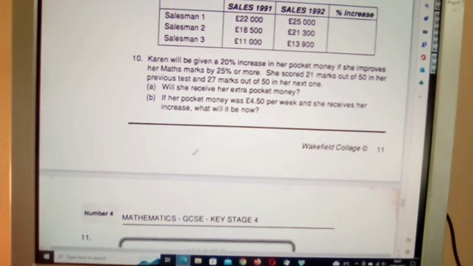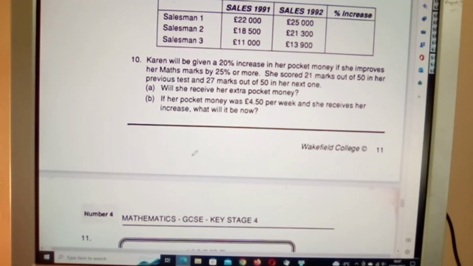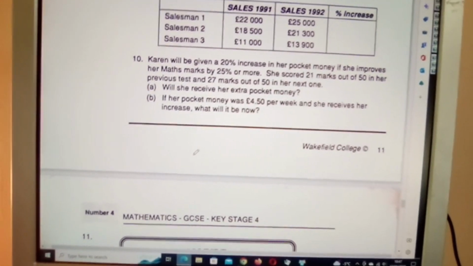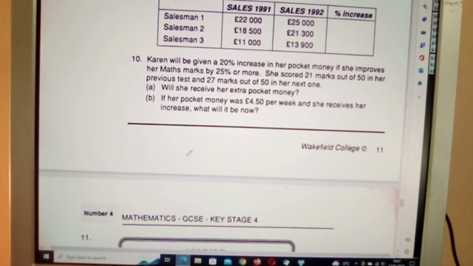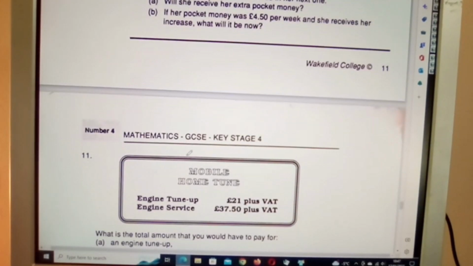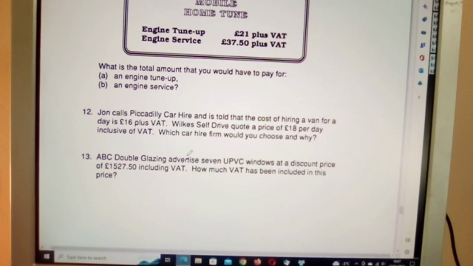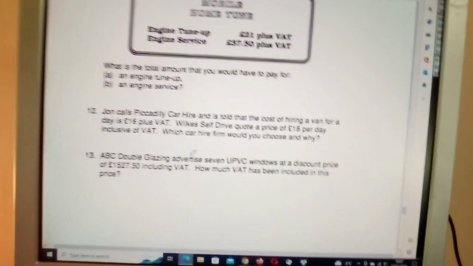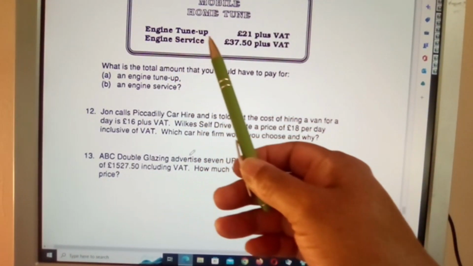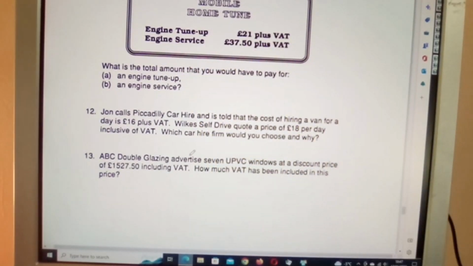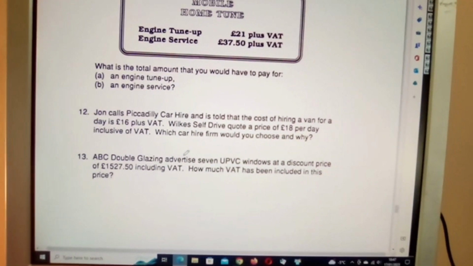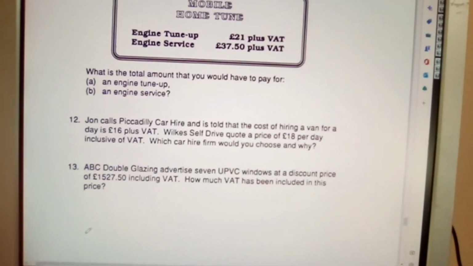Now this is percentages 2. I should have said it earlier: we have percentages 1 and percentages 2. I want you to understand these concepts because you will need to apply them in real life. Believe me, if you have a car, this would be applicable to you. You need to tune the car or have the car serviced, so know what you're paying. It is applicable.